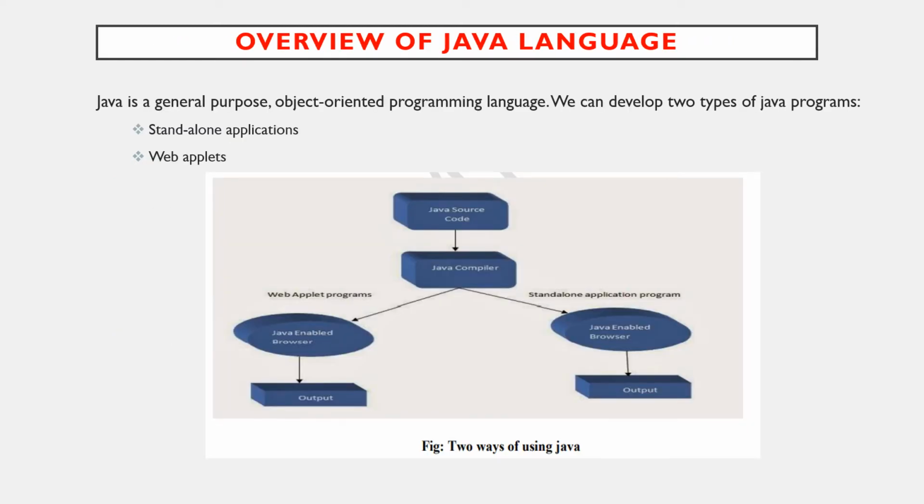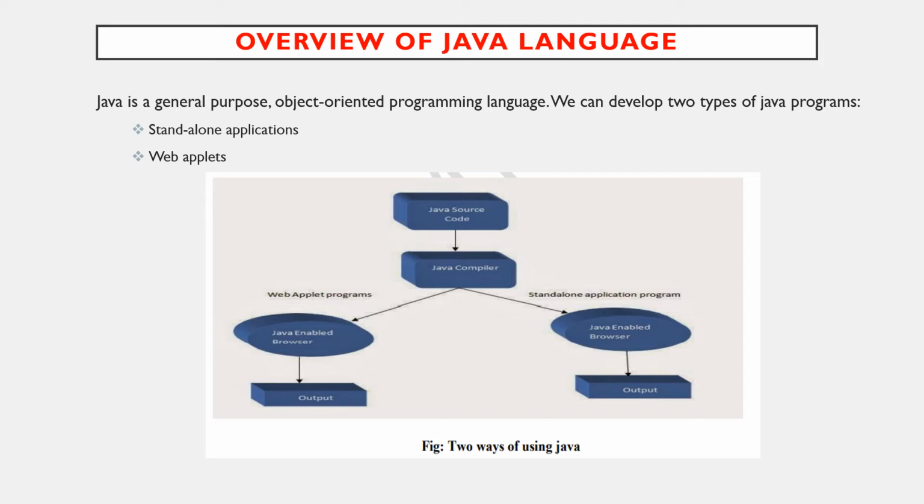This diagram shows an overview of the Java language. Java is a general purpose and object-oriented programming language. We can develop two types of Java programs: standalone applications and web applets. What is a standalone application? Standalone applications are programs written in Java to carry out a certain task on a standalone local computer.